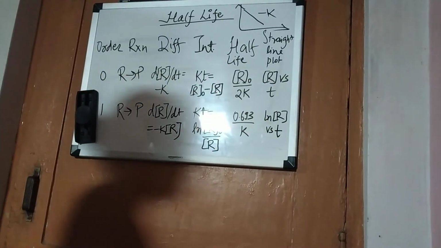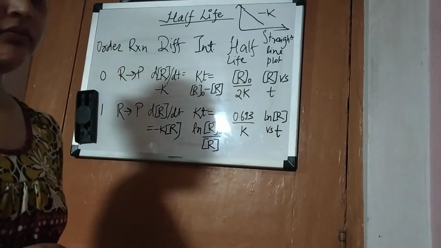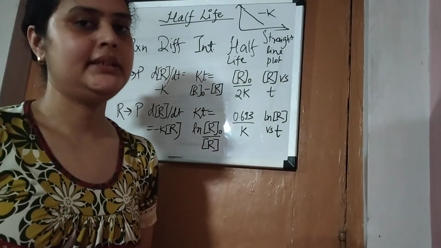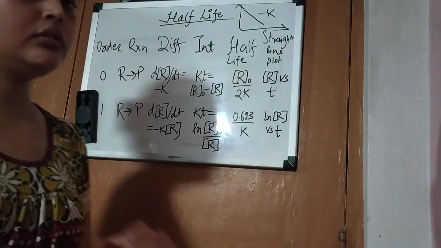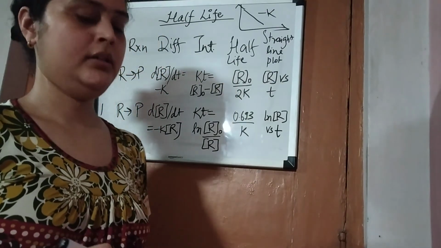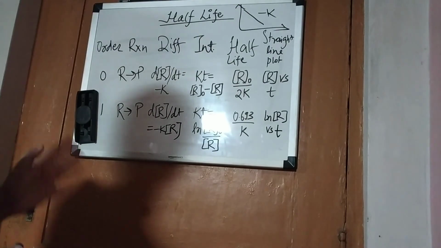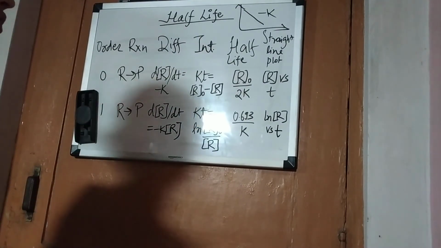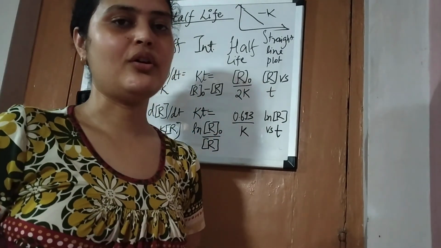And the unit of rate constant for zero order reaction will be mole per liter per second, and for first order the unit of k, that is the rate constant's unit, will be per second. So these are the differences between zero order and first order reaction. So I hope you got the topic. Thank you.